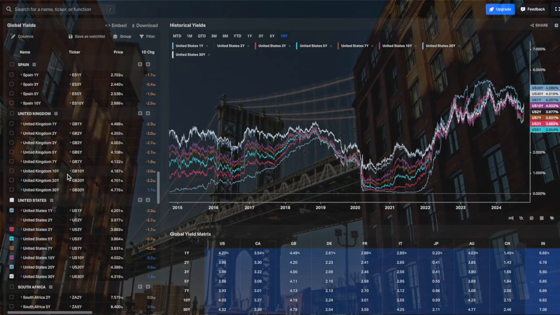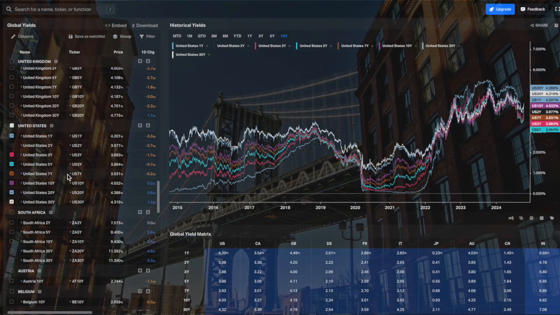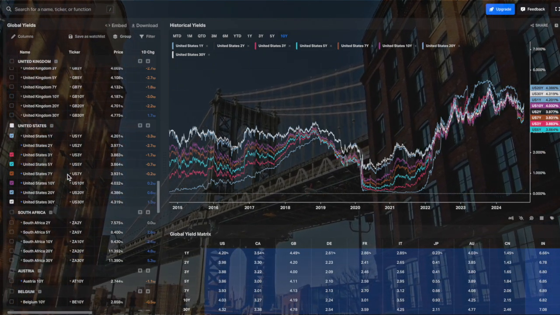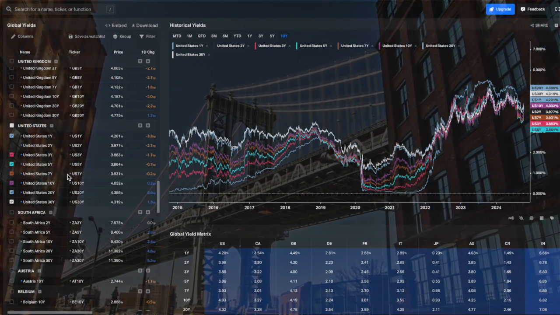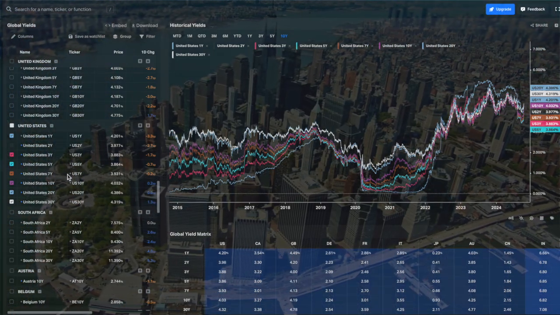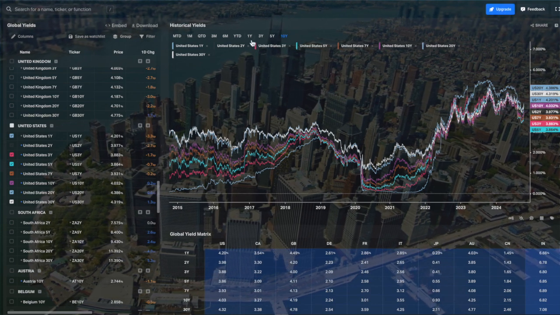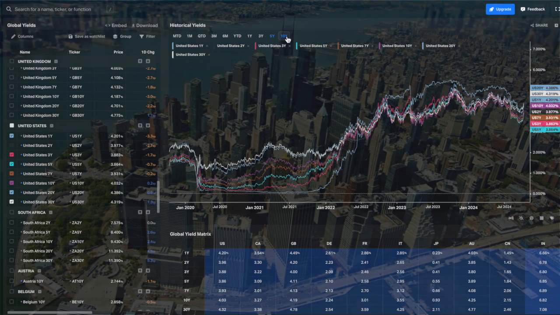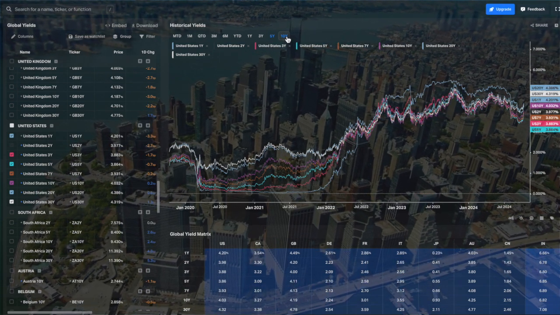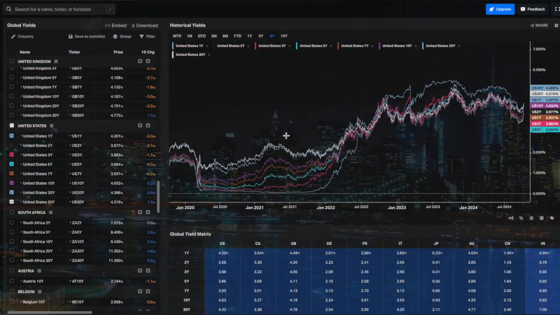I have the United States selected. We have the 1 year, 2 year, 3 year, 5 year, 7 year, 10 year, 20 year, and 30-year yields represented on a linear chart there. You can change the time frame. Now, what are we looking at and why is it so dynamic?